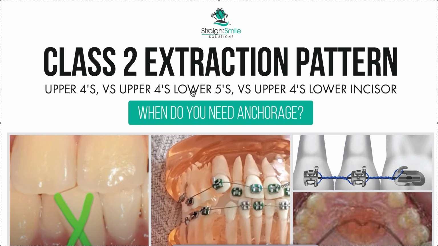All right, so that is pretty much it. Those are our 3 different types of class 2 extraction patterns. Remember, remove decompensations first, put the patient in CR before you decide, and as needed, if it's a teenager, you need to do your expansion first and reevaluate exactly how the bite is. Don't rush into it. You can always do some initial level and align first before you go ahead and extract teeth.